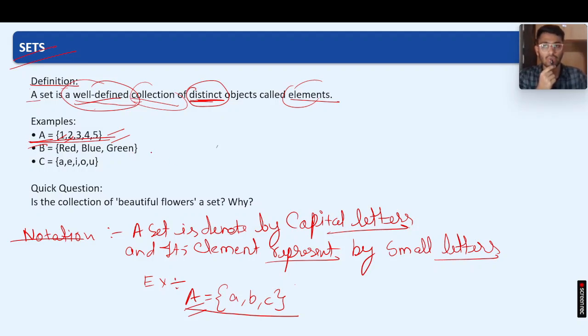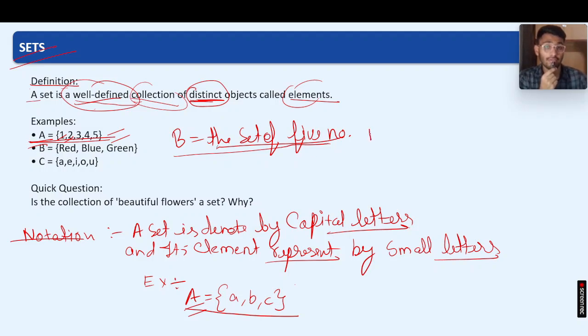I will say the set of five numbers, call it B. I'm saying it is a set, the set of five numbers. What would you say about this set? Is it well defined or not? It is not. Why?